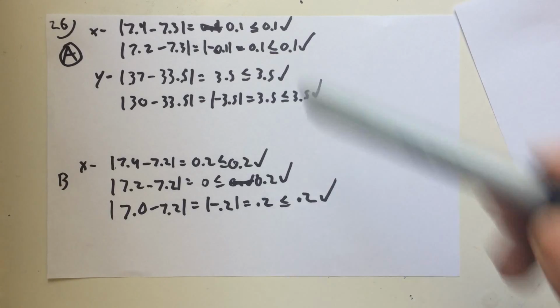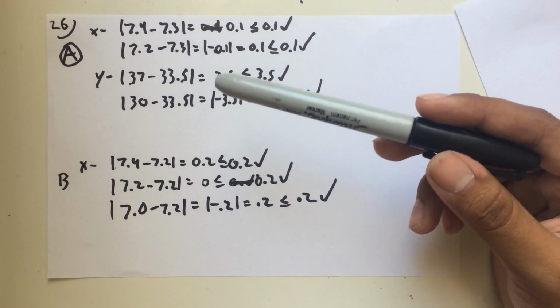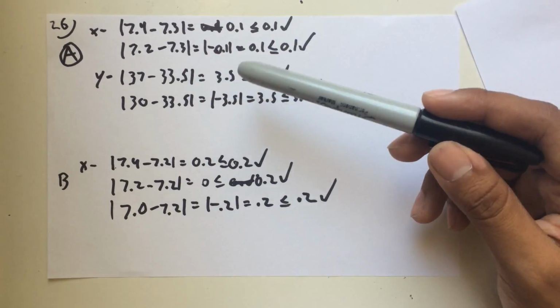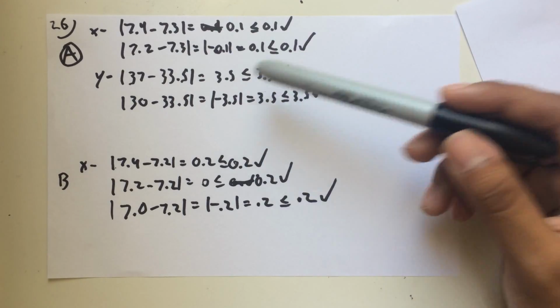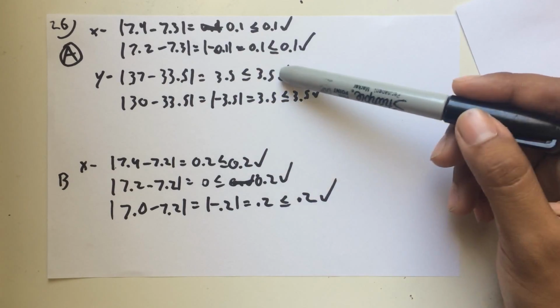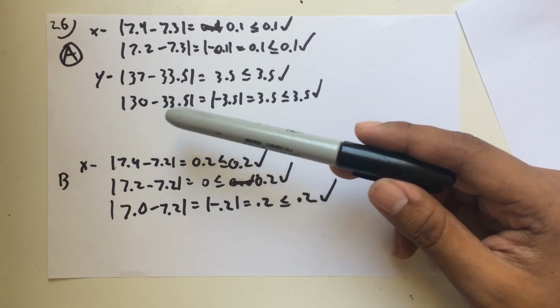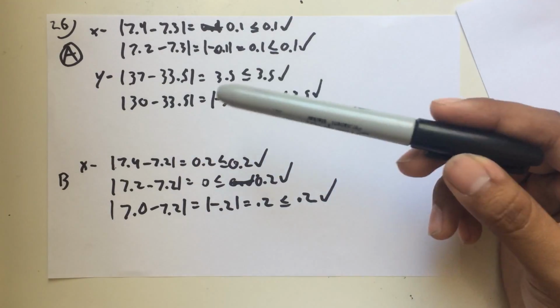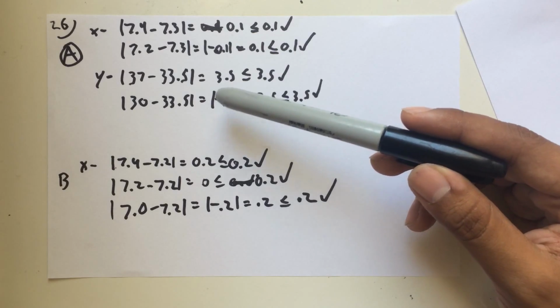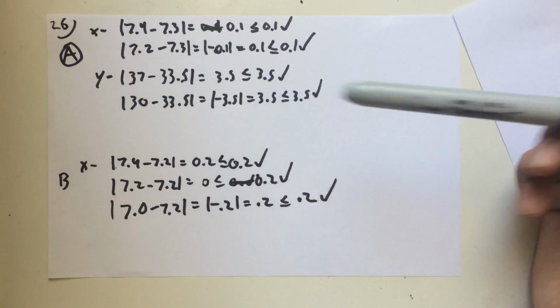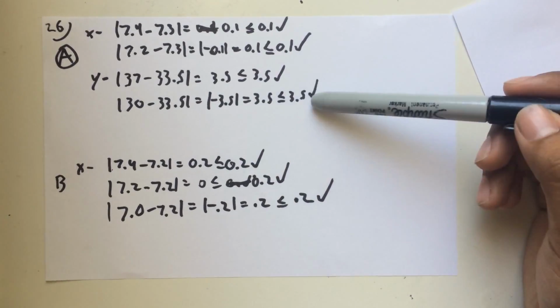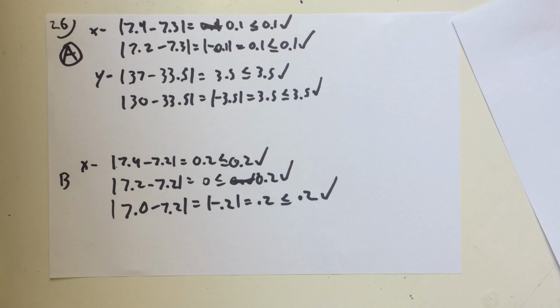So we have a maximum of 37 minus 33.5, which is equal to 3.5, which is less than or equal to 3.5. So that works. And we can look at the min, which is 30. So we have 30 minus 33.5 is equal to the absolute value of negative 3.5, which is just 3.5, which is less than or equal to 3.5. And so the y one works. And so you see that this equation perfectly maps the optimal ranges for both the x and y values.